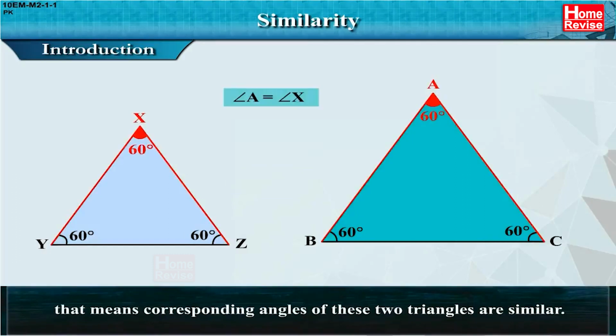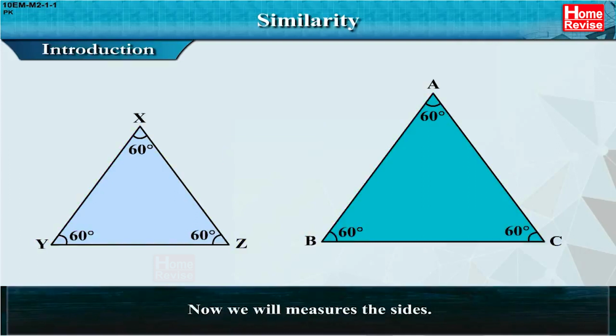Hence, angle A is equal to angle X. Angle B is equal to angle Y. Angle C is equal to angle Z. Now, we will measure the sides. They are 4 centimeters, 4 centimeters, 4 centimeters, and 2 centimeters, 2 centimeters, 2 centimeters.